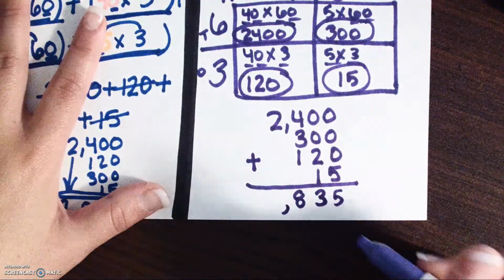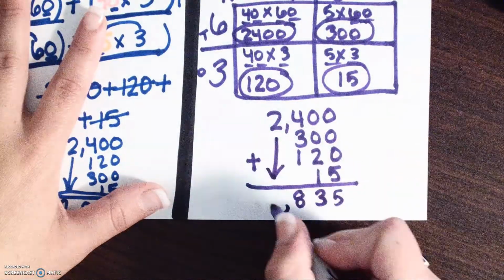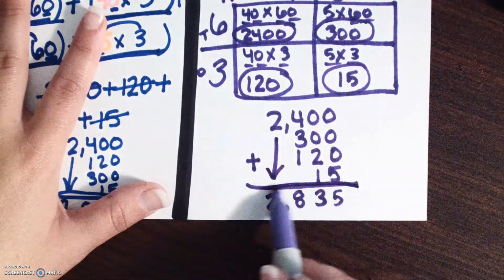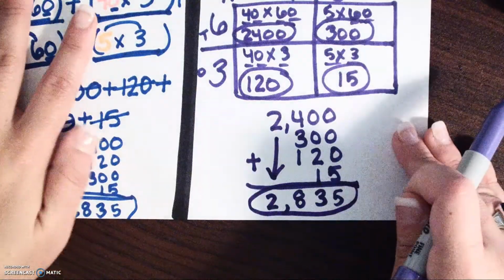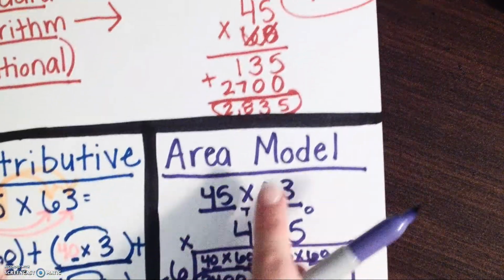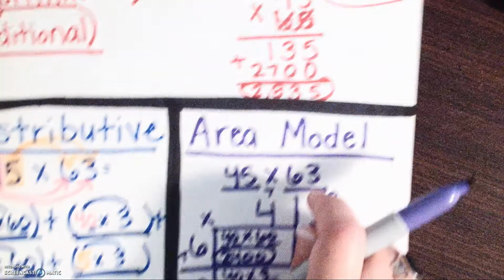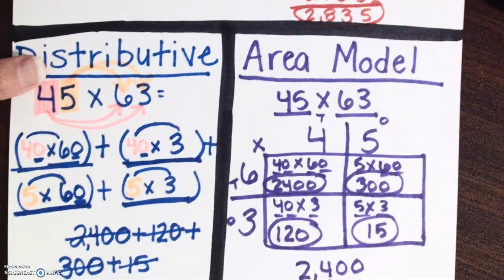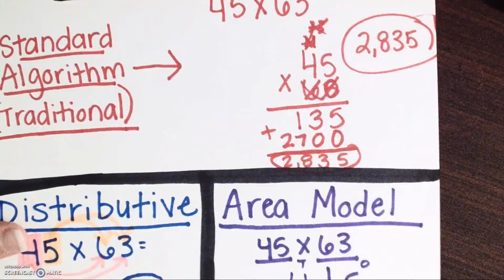Drop my comma down here. Bring my 2 straight down. You get 2,835. That's the area model, and that matches the answer we got here and the answer we got here. So that tells us we have been doing these problems right, okay?